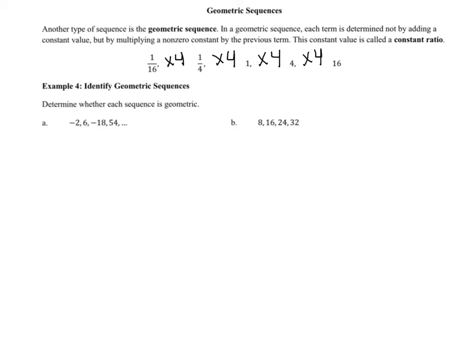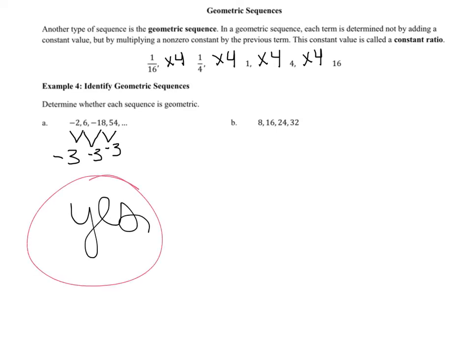In example 4, we're identifying the geometric sequences. We're determining if the sequence is in fact geometric. So we want to think about this. How do I get from negative 2 to 6? Well, I'm going to have to multiply by negative 3. To get from 6 to negative 18, we're wanting this to be negative 3 so that we can say it's geometric. And 6 times negative 3 does give us negative 18. And to get from negative 18 to 54, we're also multiplying by negative 3. So in this case, it is going to be geometric.